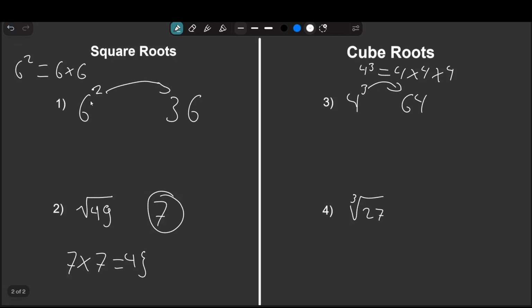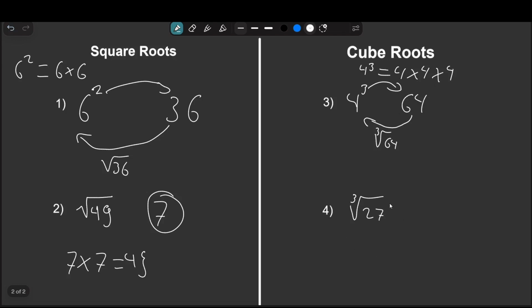Now, just like this one, I will show you with this one as well. I told you 6 will be the square root of 36, because 6 times 6 equals 36. Now, we can do the same thing with cube roots. So 4 will be the cubed root of 64, because 4 times 4 times 4 equals 64.